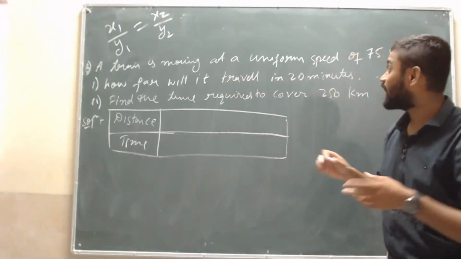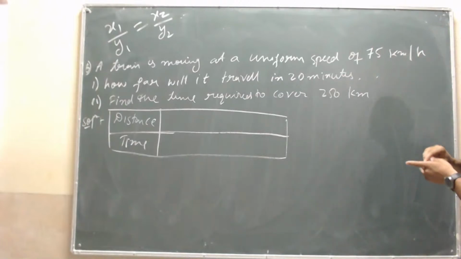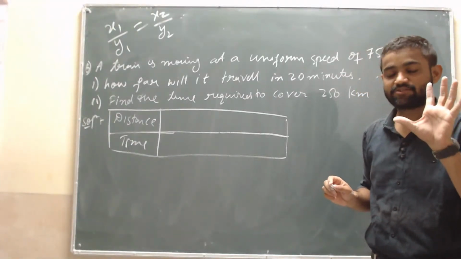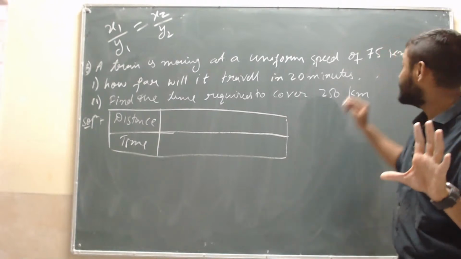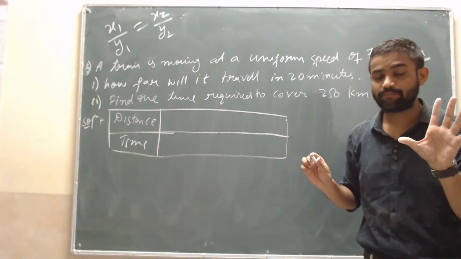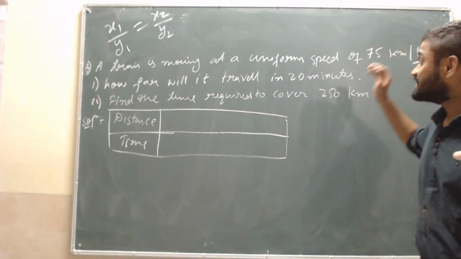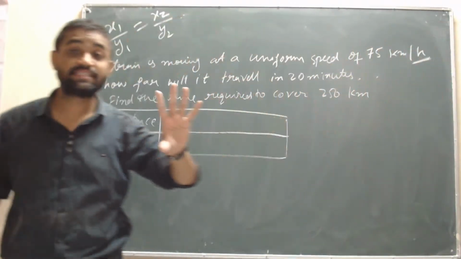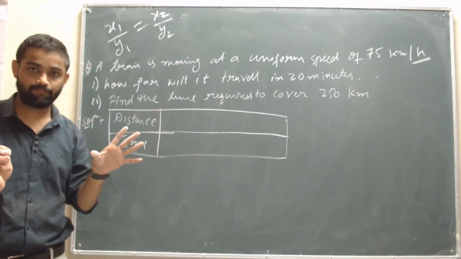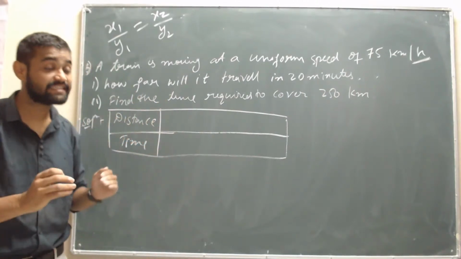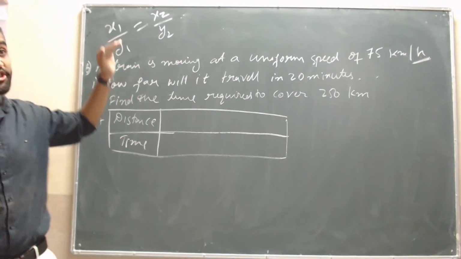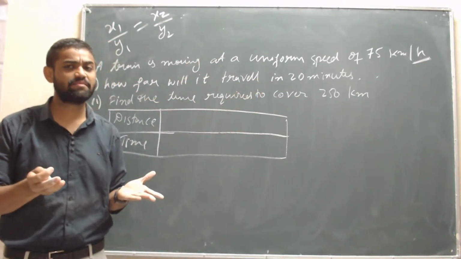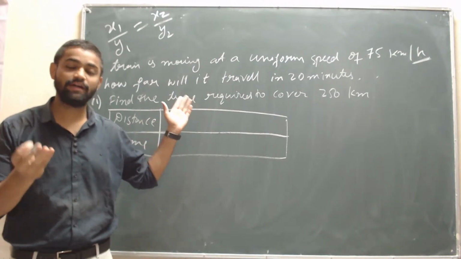So, 1 hour is equal to 60 minutes, students. You know that, isn't it? Here, the train is traveling for 60 minutes and it is covering 75 kilometer distance. And he is asking how much distance it will cover in 20 minutes. Simple, sir.